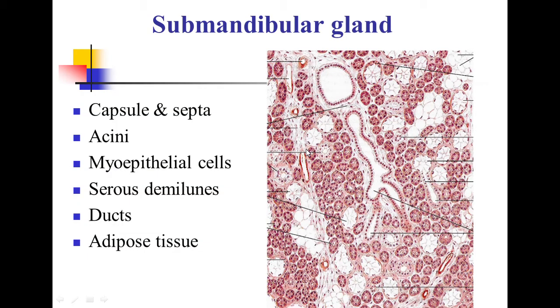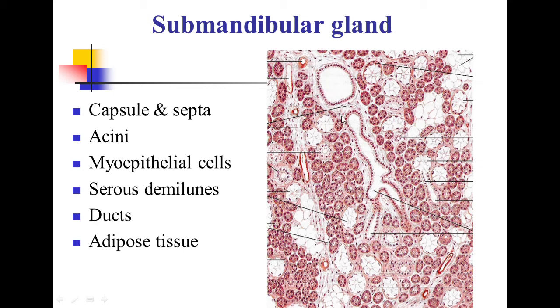And the third slide is the submandibular gland. Submandibular gland is a mixed salivary gland. So again the gland is surrounded by a capsule, and the capsule sends many connective tissue septa within the gland, and divides the gland into many lobes and lobules.